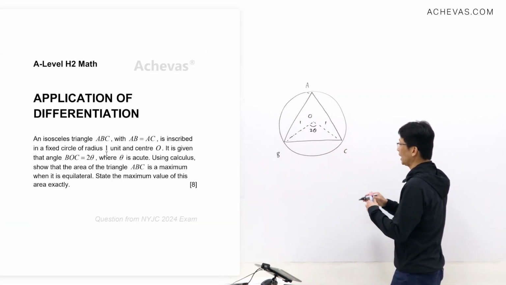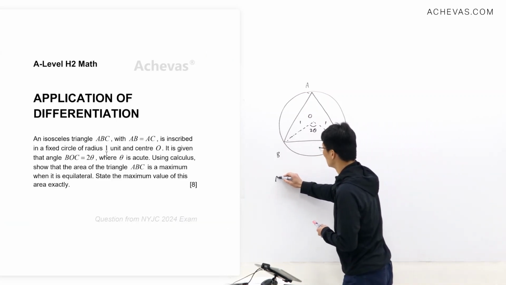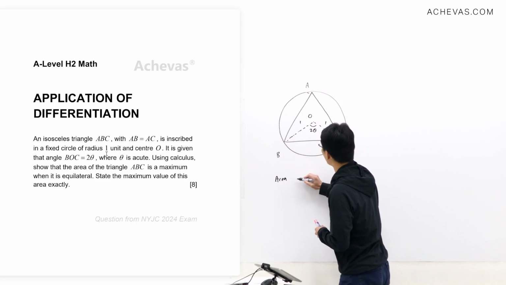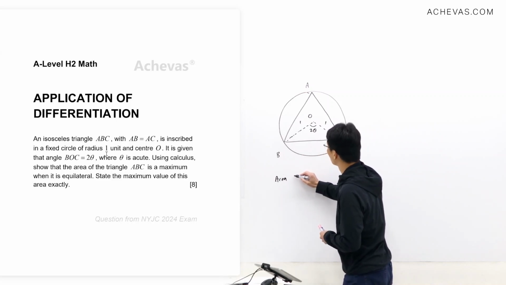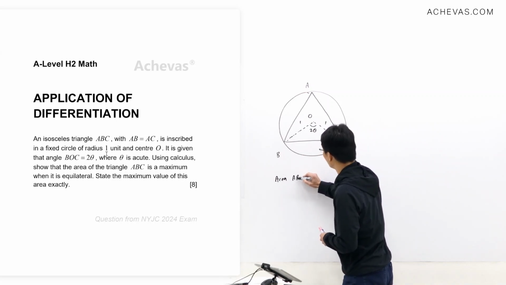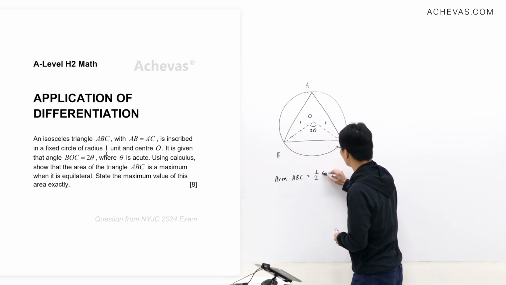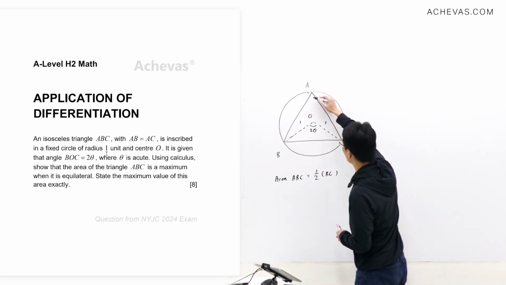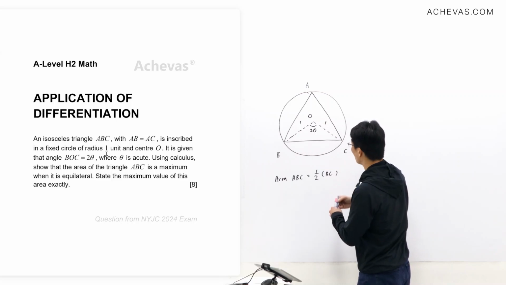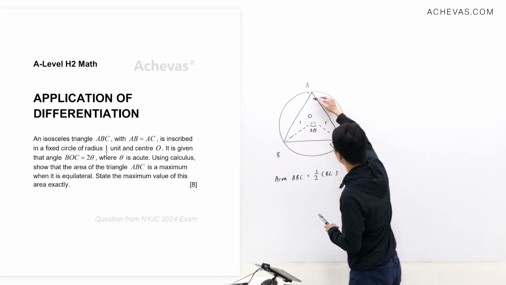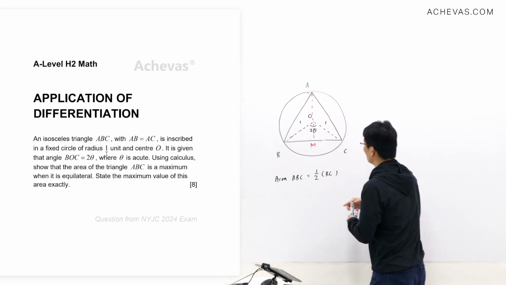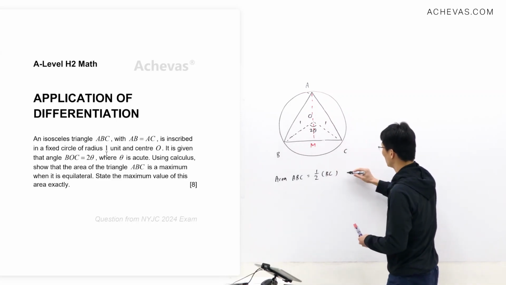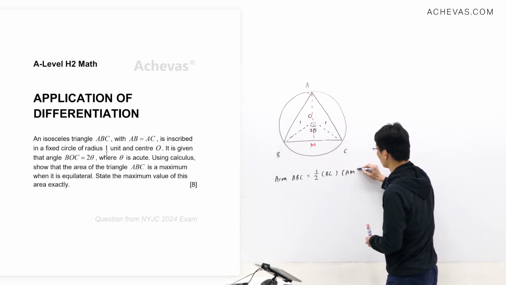And to find the area of a triangle, we can just use the simple formula for area of triangle, which is given by half base times height. The base is BC, and the height is A all the way down to the midpoint of BC. Maybe we can call this point M. So the height of the triangle is given by AM.